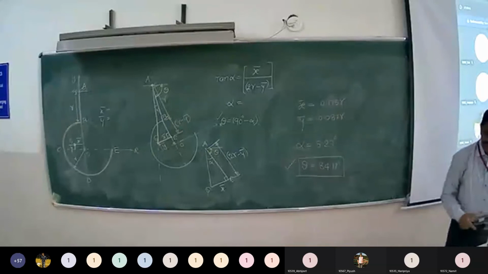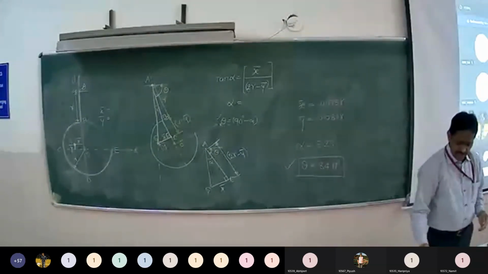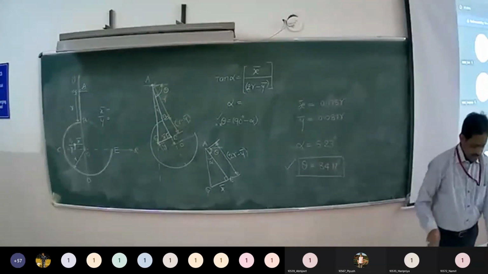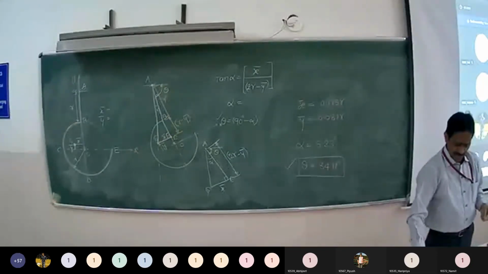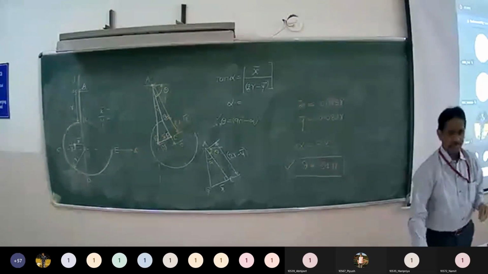So here is the point to be noted. When a body is suspended freely from any point, the center of gravity of the body will be located on the vertical line passing through the point of suspension.